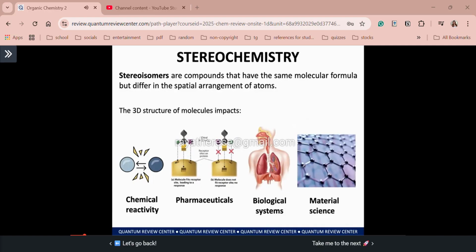So lastly, we have your material science application. Remember, the physical properties of your organic materials, including melting points, boiling points, your optical activity, or the capability to rotate plane polarized light, can be influenced by stereochemistry.